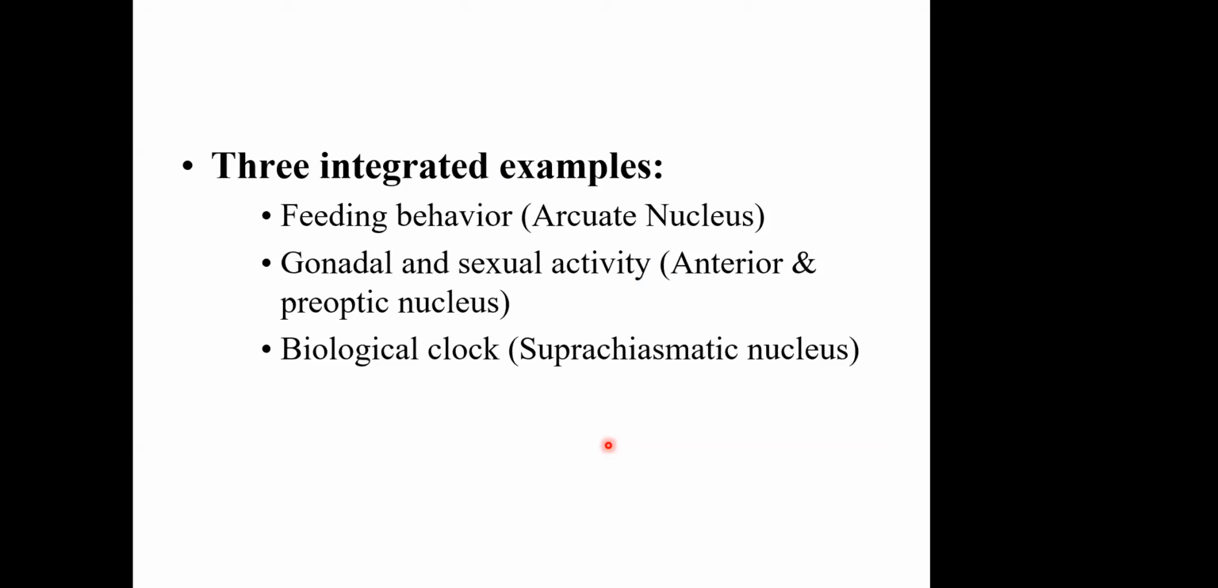Now coming to the three integrated examples. Remember, till now we have discussed the anatomical positions of the hypothalamus, the anterior and the posterior one, and we mentioned in very brief lines the functions of each of these nuclei, and we kept on focusing on the three combinations of nuclei which are important, which are discussed in your textbooks, and you will see why they are so important. One, if you remember, is the arcuate nucleus, periventricular, paraventricular, and lateral hypothalamic area combination.